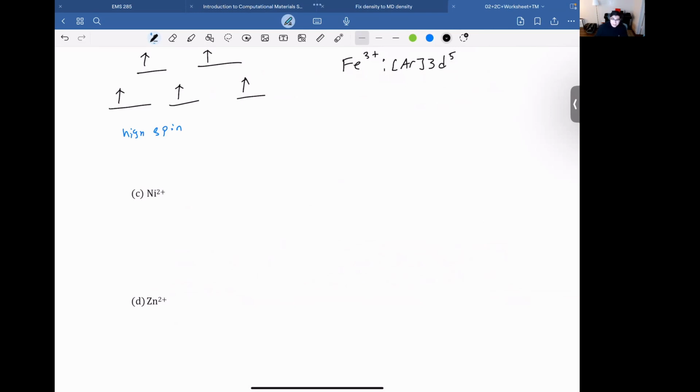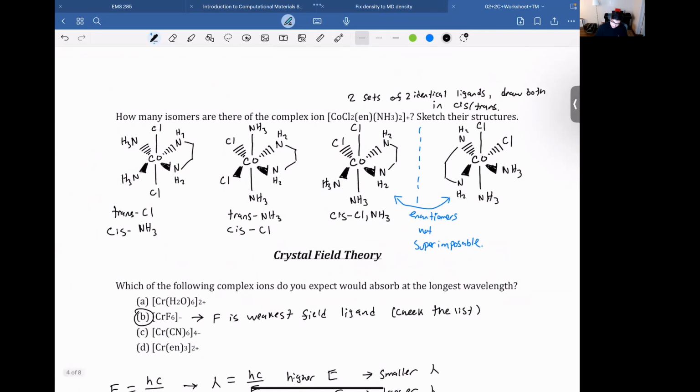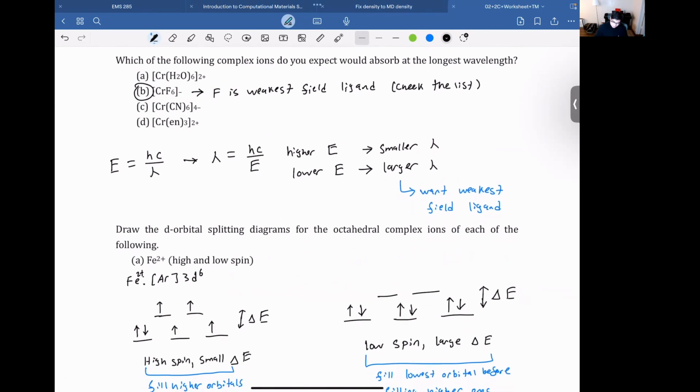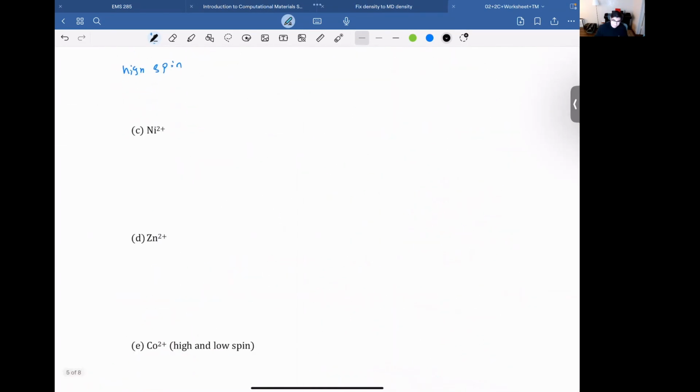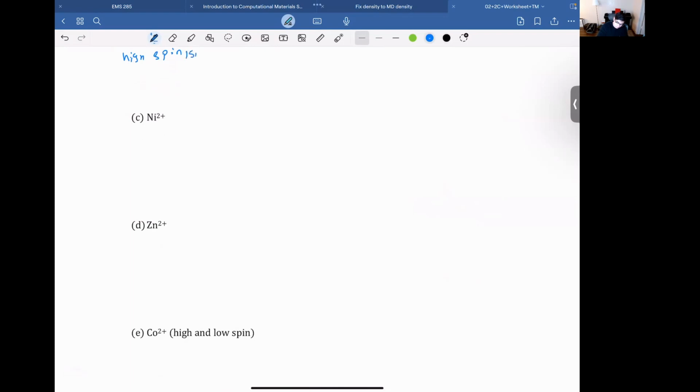For nickel 2 plus, we're doing the same thing here. So the noble gas notation for nickel is this. If they don't tell you anything about spin, assume it's low spin.